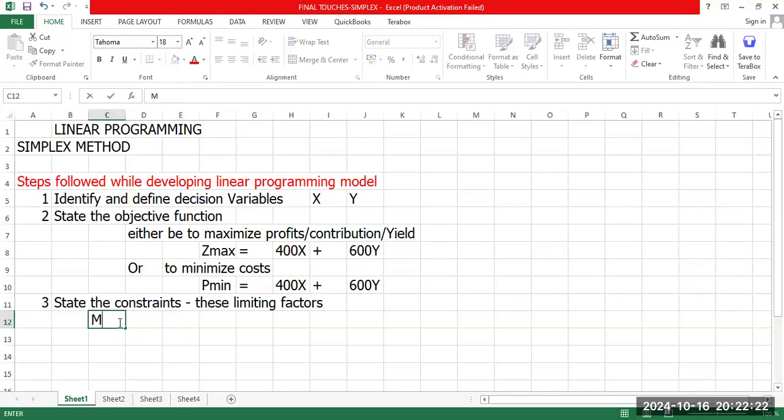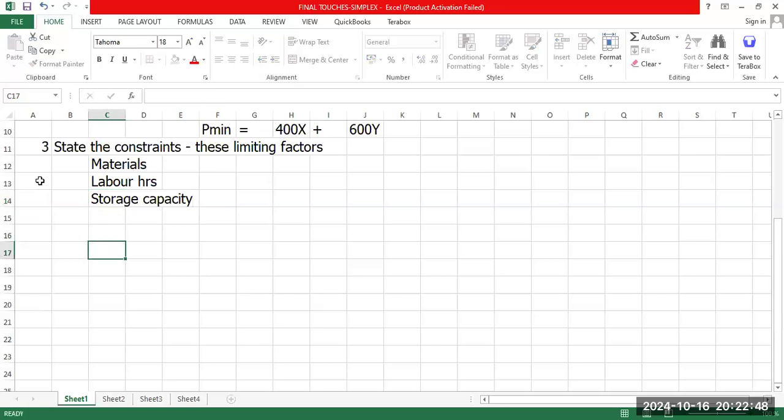For example, you may find that you don't have enough materials. You have labor hours not enough. Talk about the storage capacity. These are things that may affect you not to achieve your objective, depending on the question. Remember, how are you going to identify these constraints? We identify these constraints by looking at what is available.